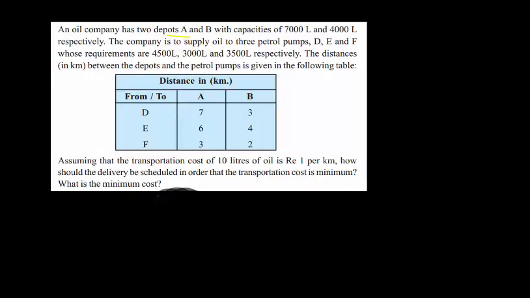From these two depots I'm supposed to be transporting oil. The depots have a capacity of 7,000 and 4,000 liters as mentioned here, and the requirement of the petrol pumps has been mentioned here as 4,500, 3,000 and 3,500 liters. He also provides us with a table which tells me the distance from A to D, E and F, and then the distances from B to D, E and F.